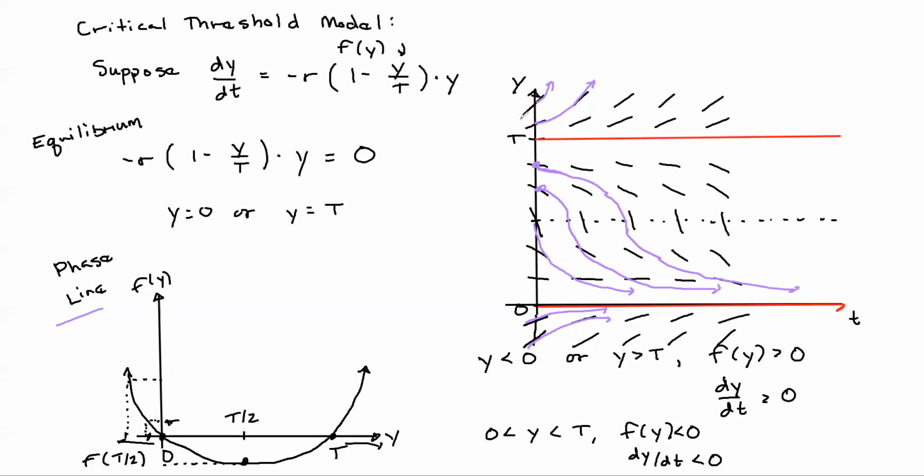And so if you're above t, the population grows. If you're below t and you're close to it, it hangs on for a while.